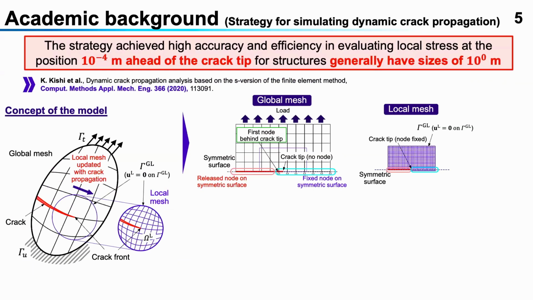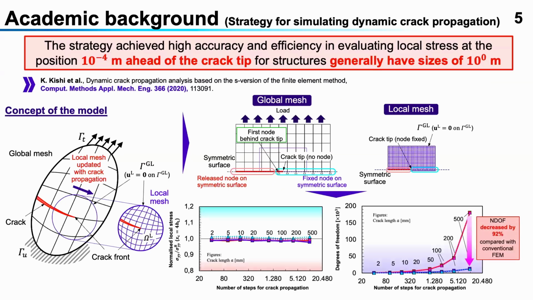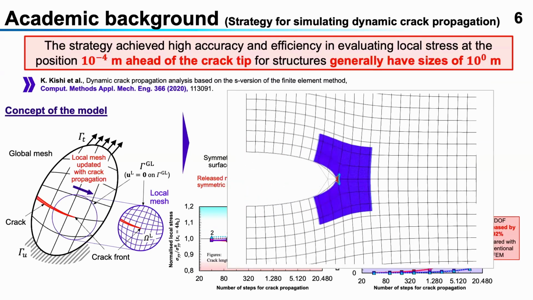And for the academic background, some researchers have developed a methodology to simulate dynamic crack propagation in 2D scenarios. So you can see that a fine local mesh is superimposed around the crack front and updated according to the crack propagation. This strategy achieved high accuracy, and the node degrees of freedom decreased by 92% compared with the conventional finite element method. And this is a visualization of the results.